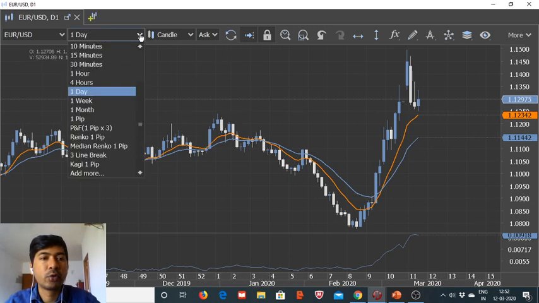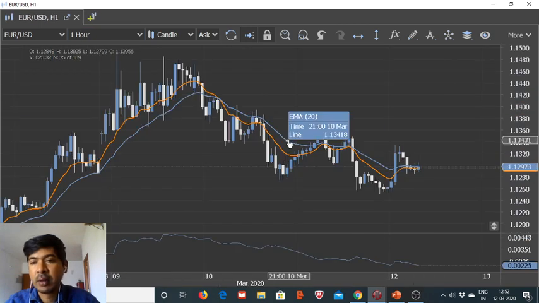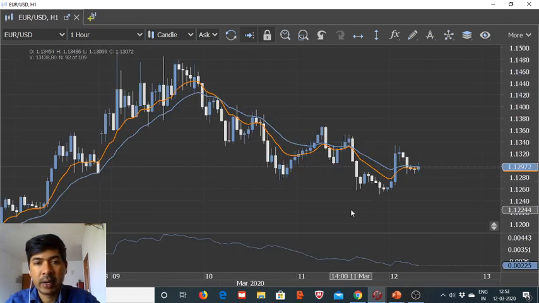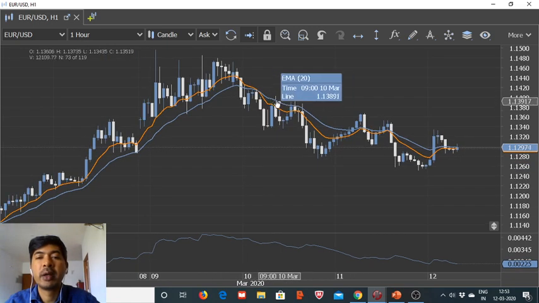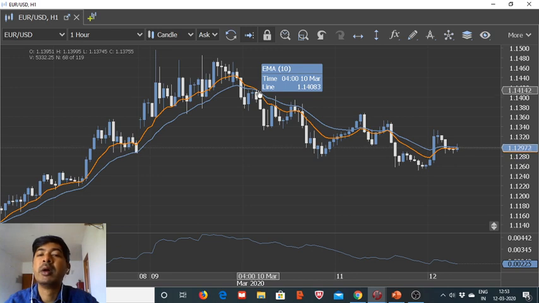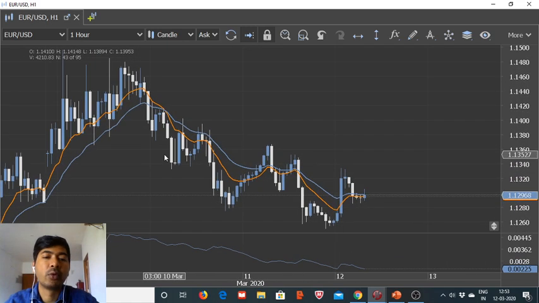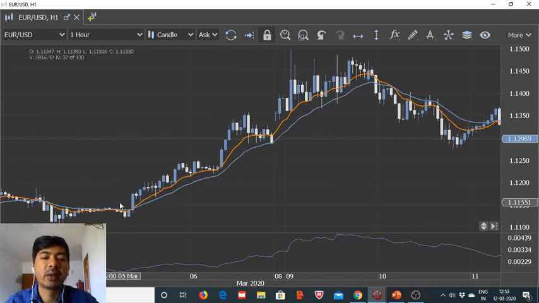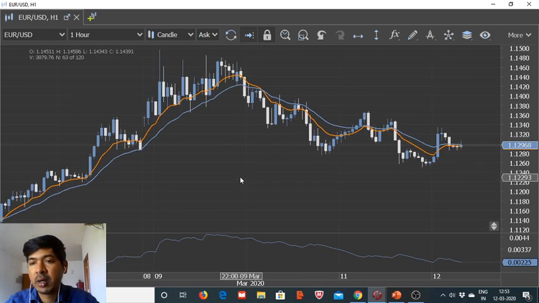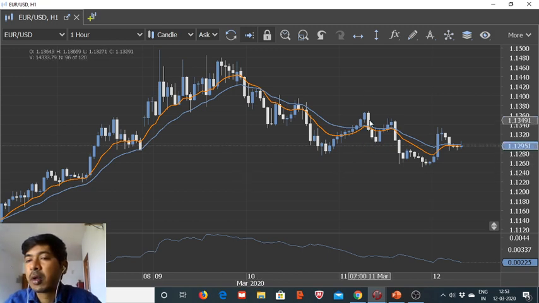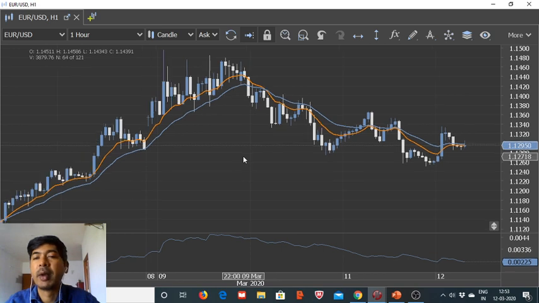Let's change it to hourly. The setup, as I have elaborated in the earlier sessions as well, is simple. We are going to look for a sell trade in the first 10 hours of the bearish EMA crossover, and we are going to look for a buy trade in the first 10 hours of a bullish crossover. And I think we had developed the setup for the buy side to some extent. Of course, we are going to add some additional blocks.